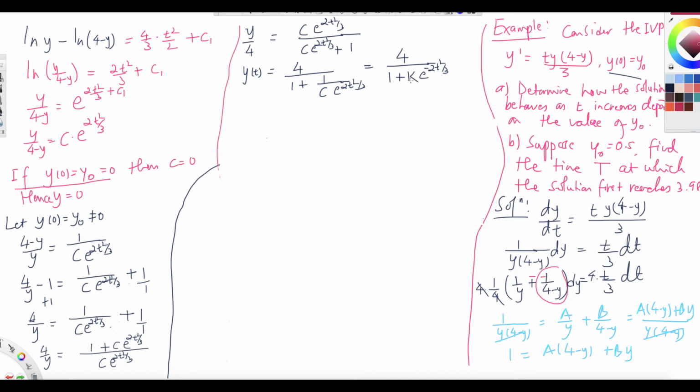So what is the value of k? Using y of 0 equals y0, you get y0 equals 4 over 1 plus k. Now if you solve this for k, you get 1 plus k equals 4 over y0. What did I do? I multiplied by 1 plus k on both sides, and then I divided by y0. And subtract 1, you get k equals 4 over y0 minus 1. That's the value of k.